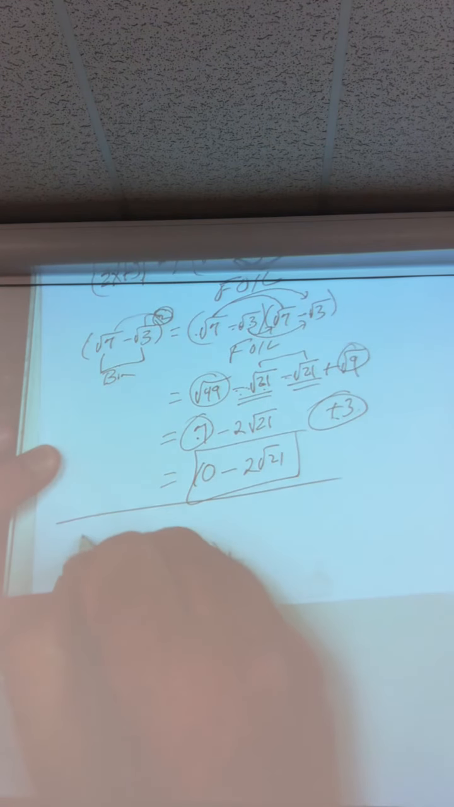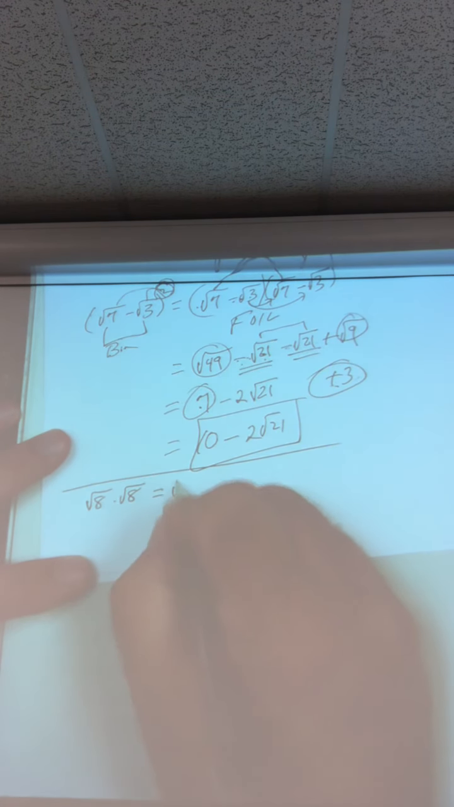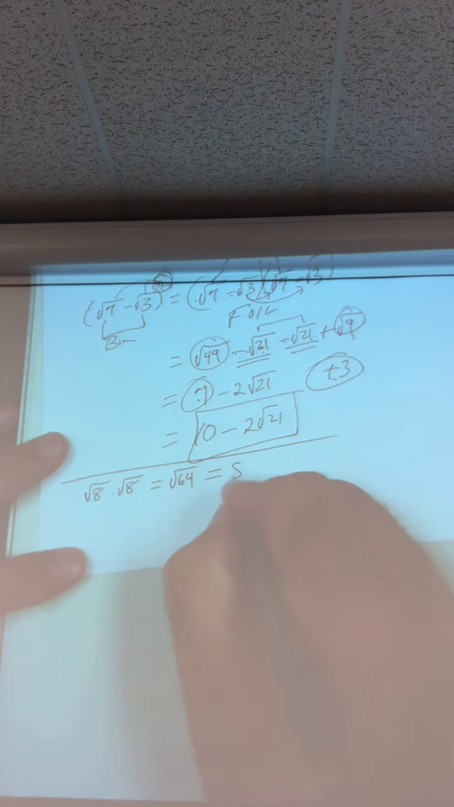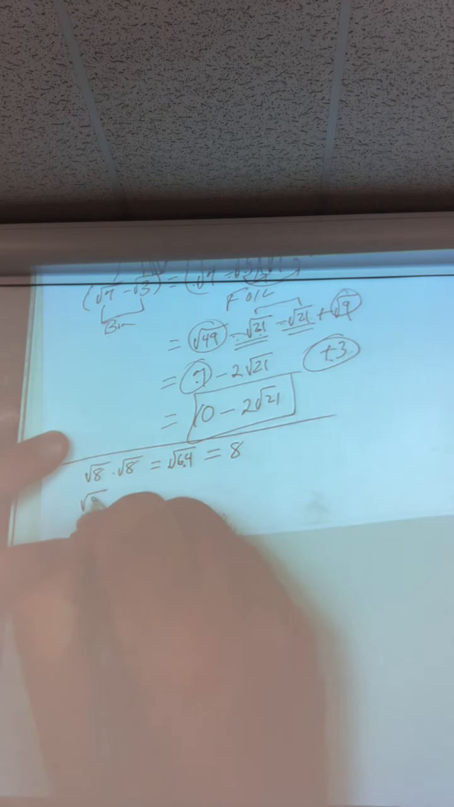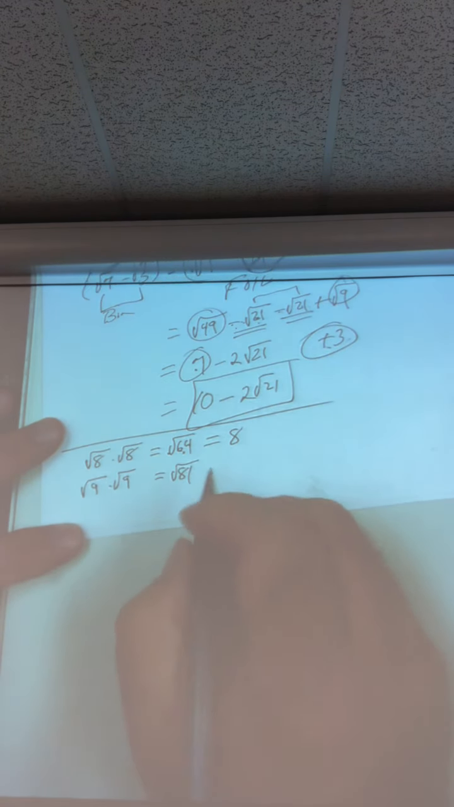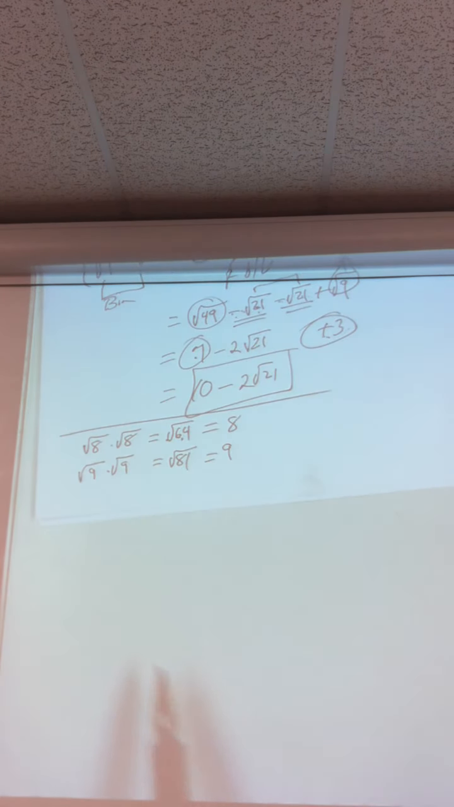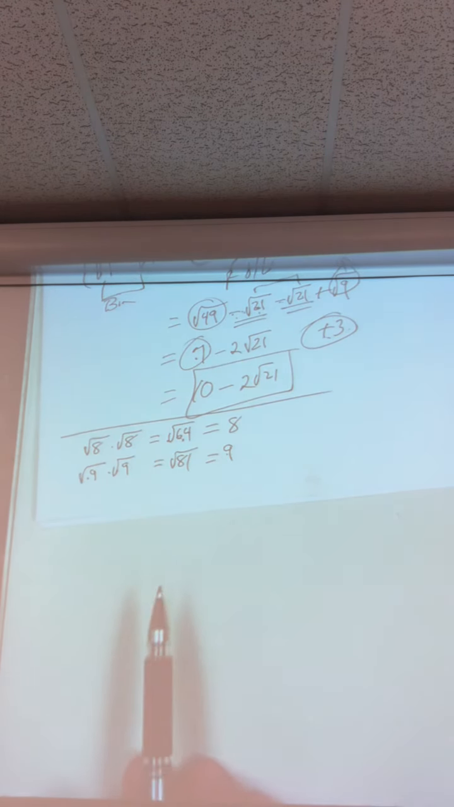So if I do this, square root of 8 times square root of 8. Well, if you do it the long way, that's square root of 64, isn't it? But what's the square root of 64? It's 8. Now, when you put this 8 here, don't put the square root back over it. You took the square root of 64, which is 8. Let's do another. Square root of 9 times square root of 9. If you do it the long way, that's square root of 81. But what's the square root of 81? It's just 9. So anytime you take a square root times itself, you could just go straight to this if you didn't want to do it the long way.